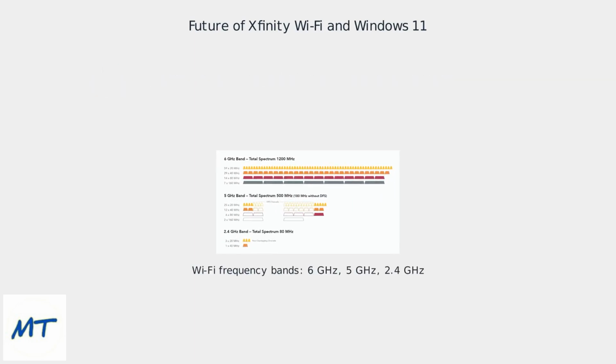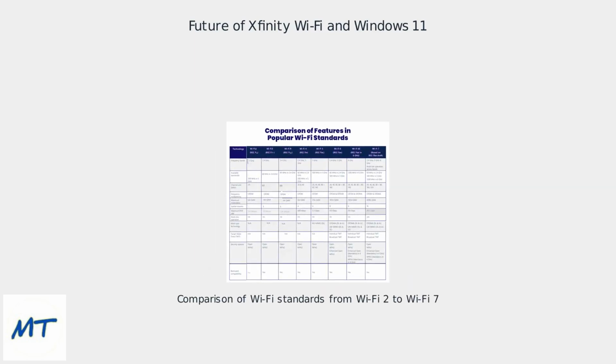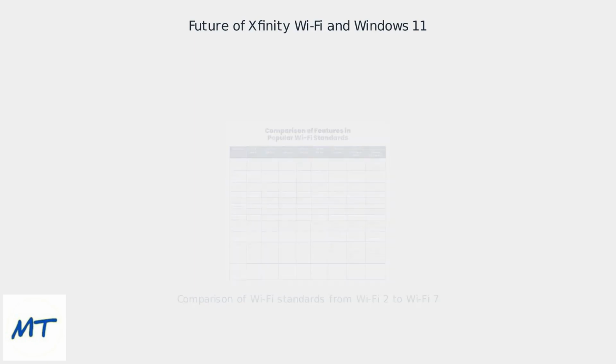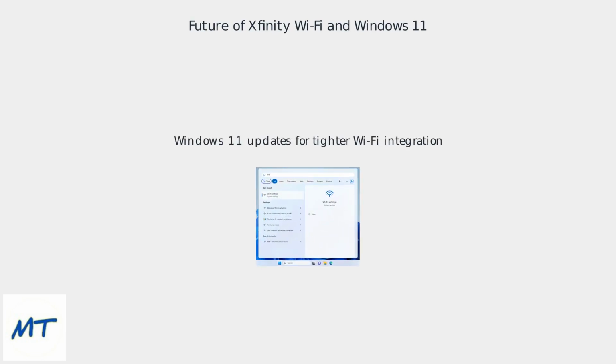Xfinity is adopting advanced Wi-Fi standards like Wi-Fi 6E and emerging Wi-Fi 7, utilizing higher frequency bands for reduced interference and faster speeds. The evolution of Wi-Fi standards shows increasing speeds, security, and features, with Wi-Fi 7 offering up to 46 Gbps and support for emerging technologies. Future Windows 11 updates will enhance connectivity with Wi-Fi 6E and Wi-Fi 7, including improved auto reconnection and support for mesh networks through native settings.